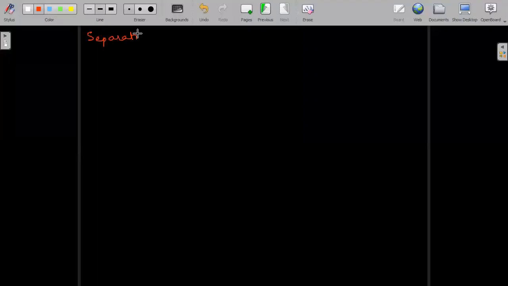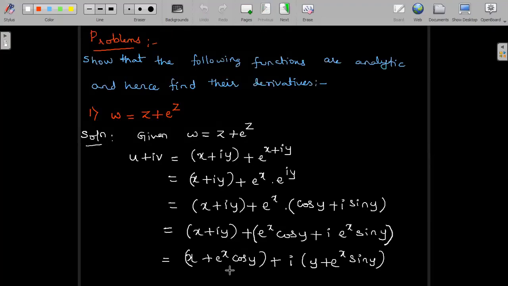Now we can separate the real and imaginary parts and write down u and v. So here u will be equal to, we'll write down what u and v are from this. This is the real part, x plus e power x cos y is the real part, which is u, and equating the imaginary part, v is equal to y plus e power x sin y.